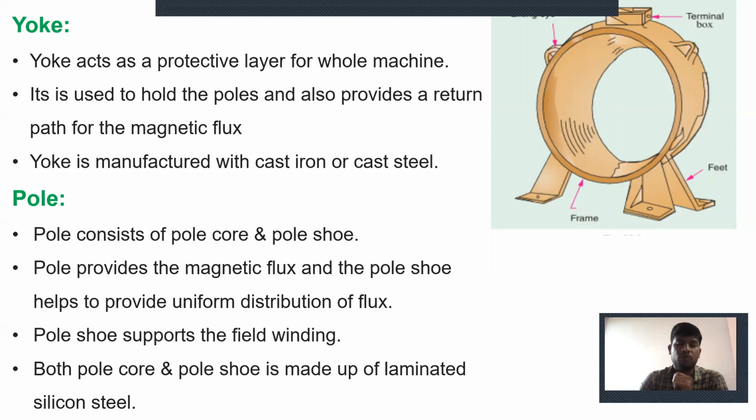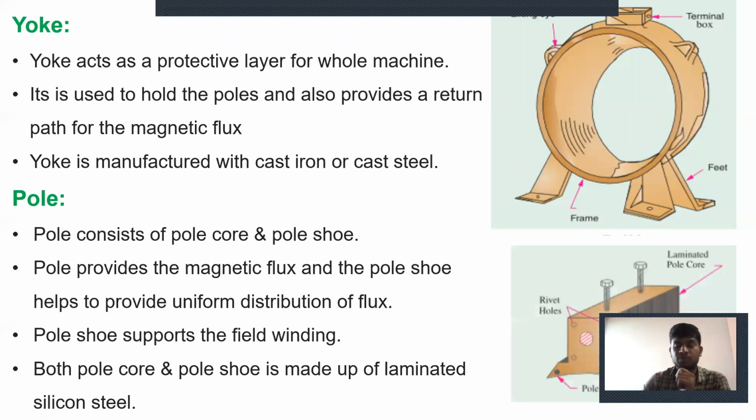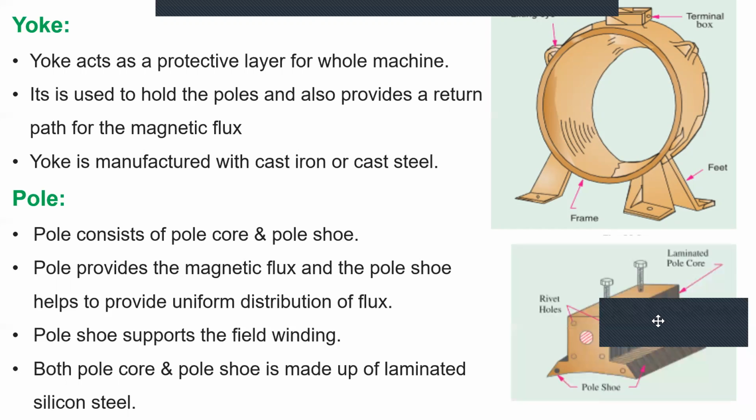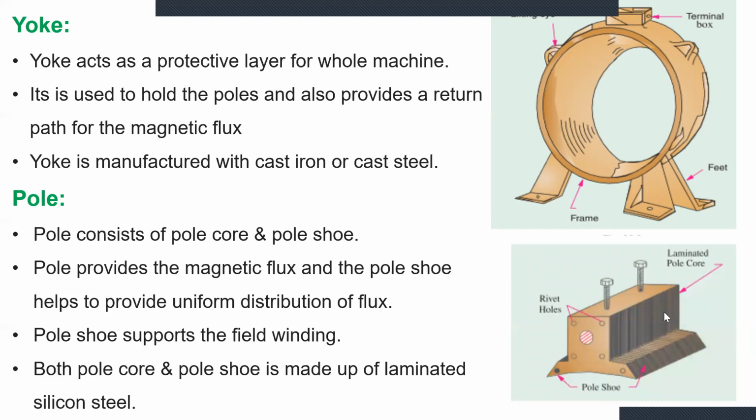Next we can see the poles. The poles consist of a pole core and a pole shoe. This is the pole core. These are fixed poles, fixed to the yoke through bolts. The poles are made of laminations, with a coated layer to protect from losses, and the core is useful for winding the copper coil.